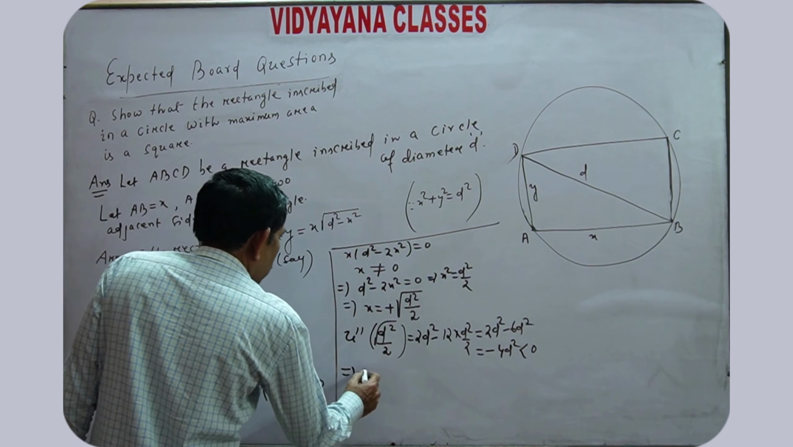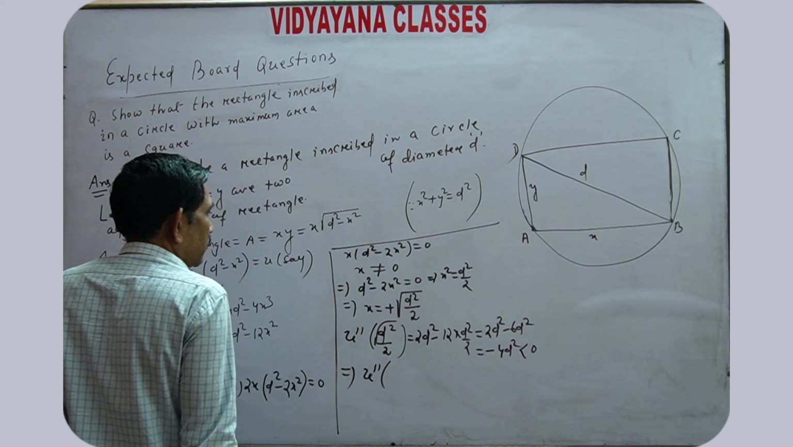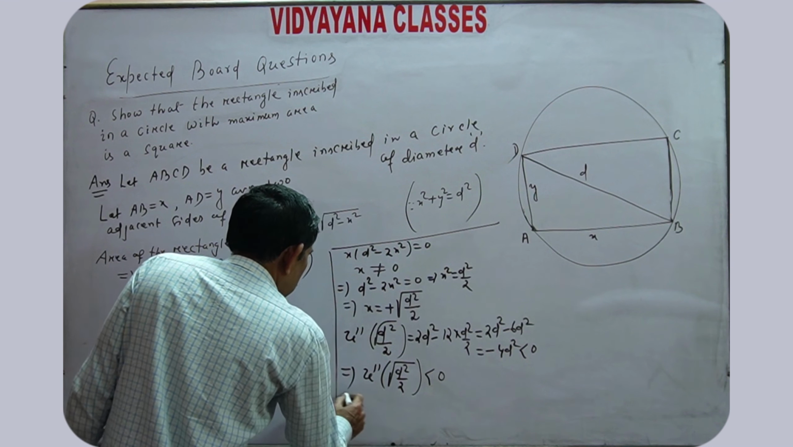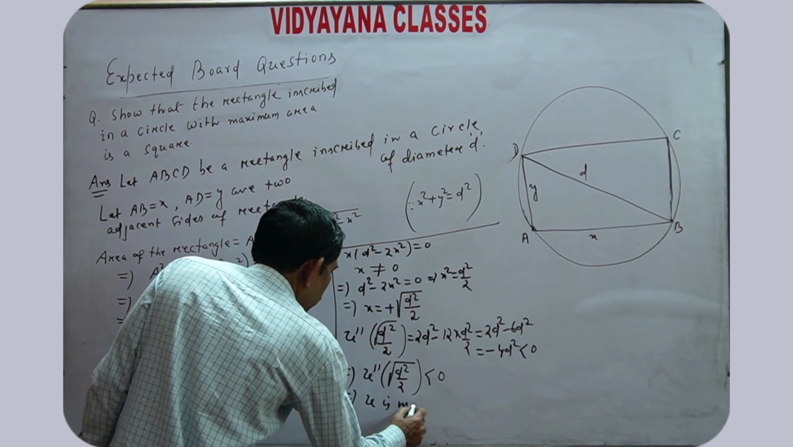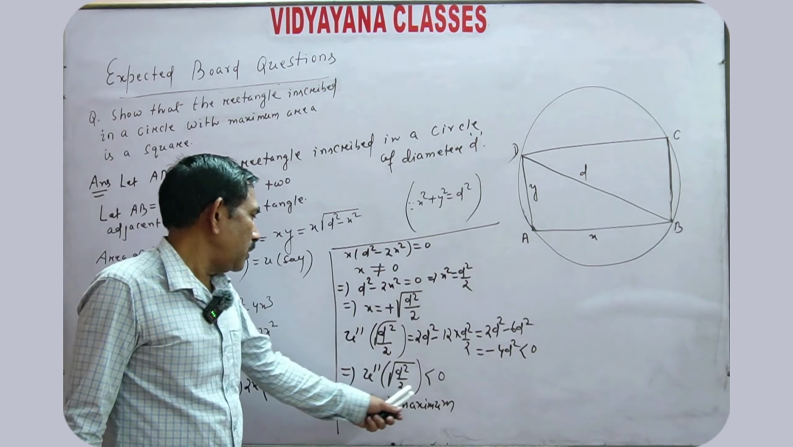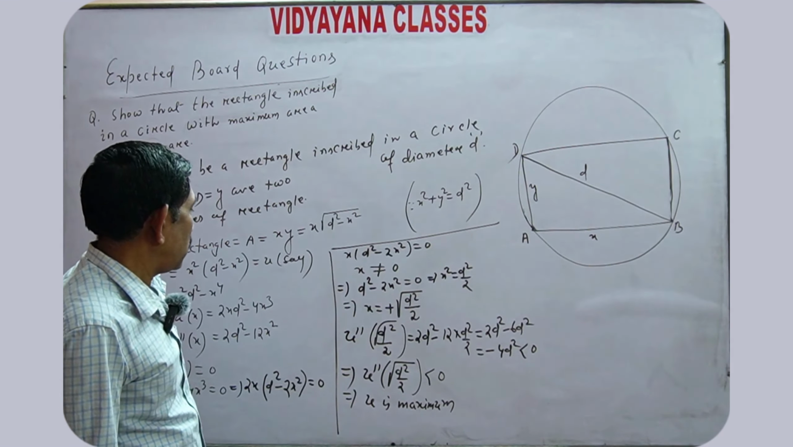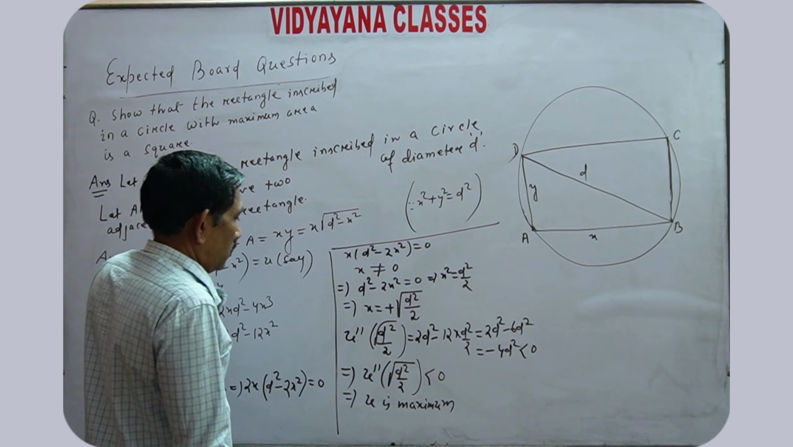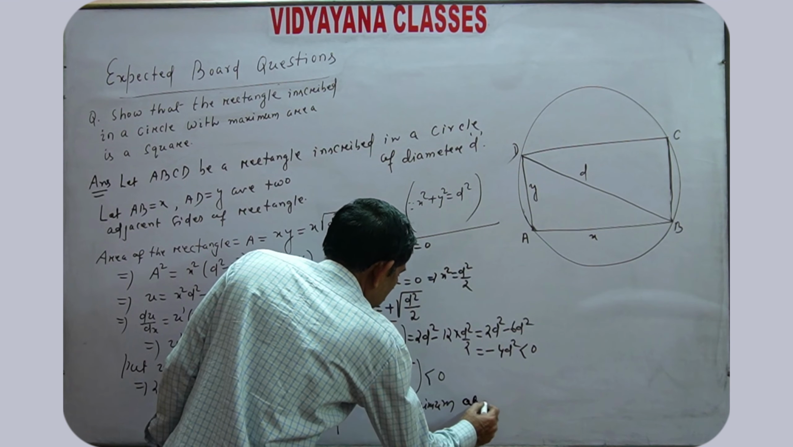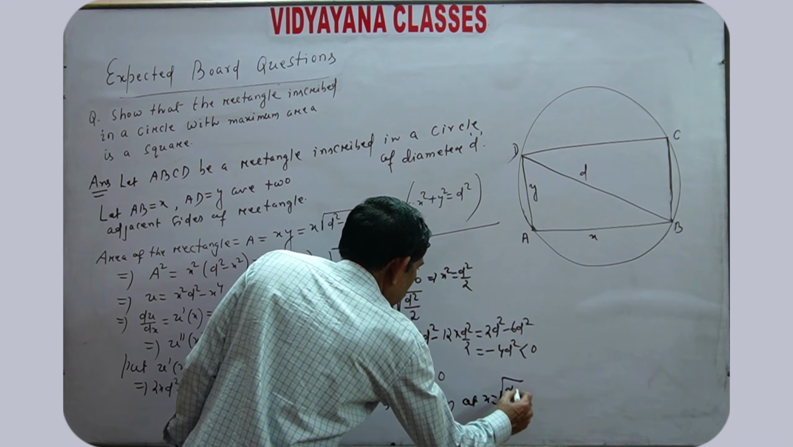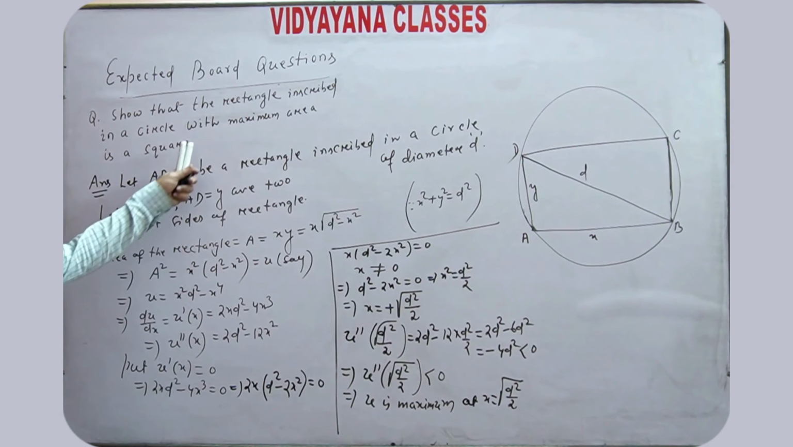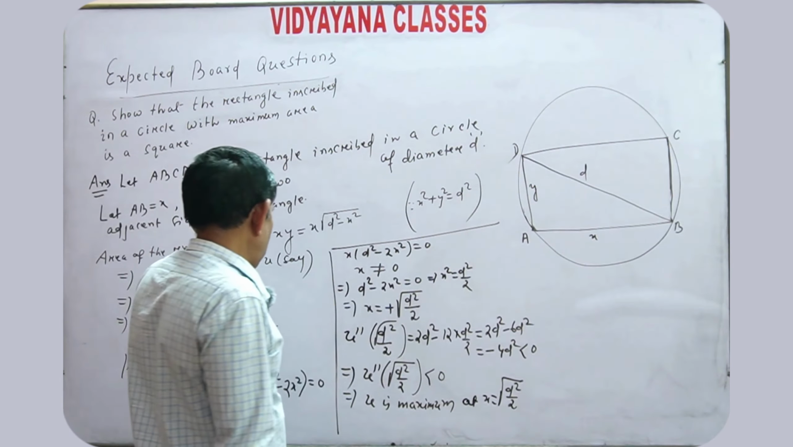U double dash at root of D square by 2 is negative, implies U is maximum. Second derivative less than 0. So U is maximum at x equal to square root of D square by 2. Clear? U is maximum at x equal to this. Hence the statement is true. U is maximum.